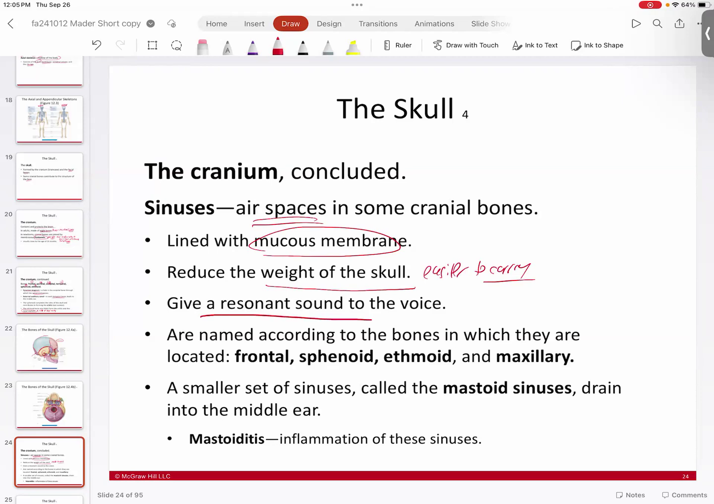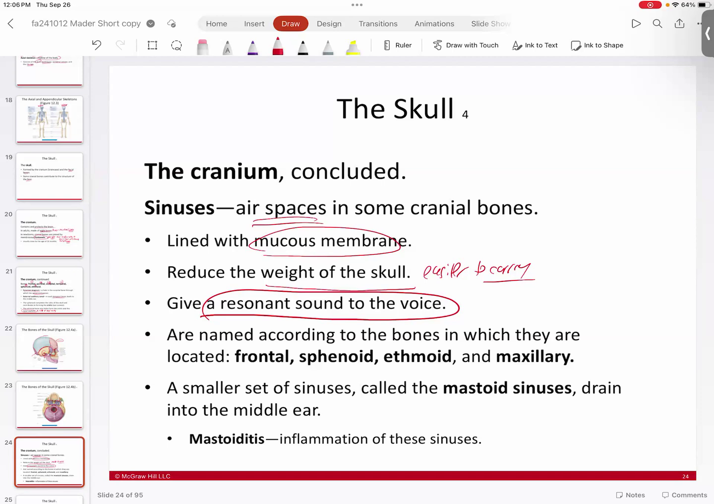And also they can do sound resonance, right? The reason why our voice sounds different when we talk versus when we hear ourselves played back is partly because what we hear is the sound of our voice resonating through our sinuses. So it sounds one way in our head, but it sounds completely different when we hear it played back to us.